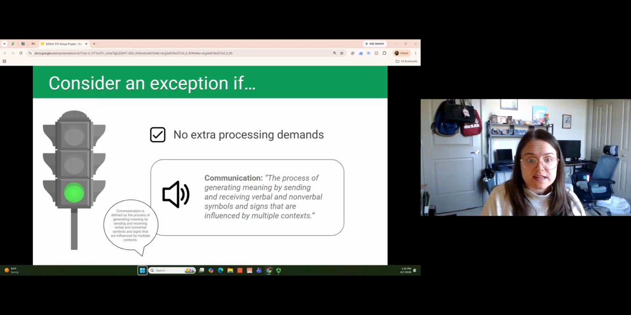If a learner was listening to a voice-only lecture and the instructor read the definition of communication, which was also on screen, it would not create additional processing demands on the learner, since the verbal definition is entering through the auditory channel and the written definition is entering through the learner's visual channel.